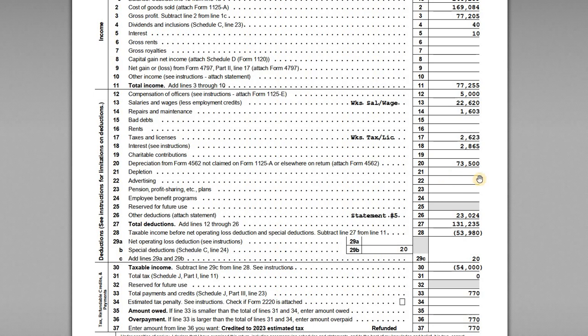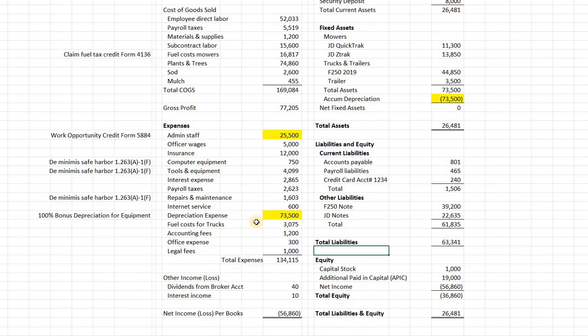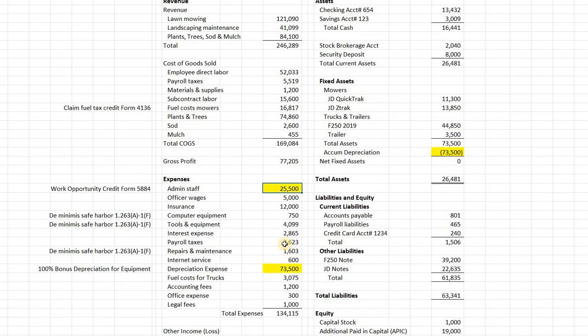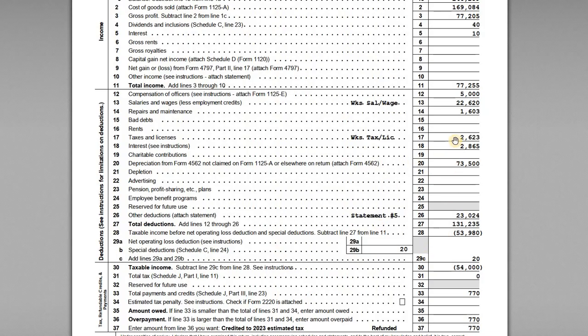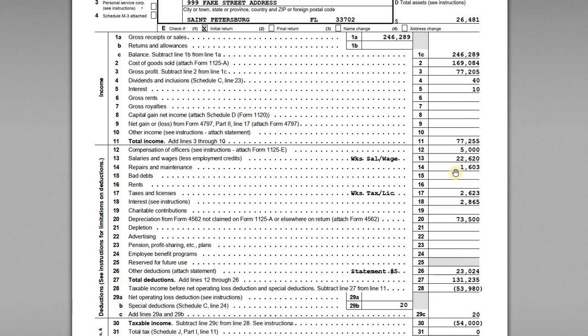Right there on 4562, we can see the bonus depreciation, that amount 73,500, and then all the other deductions are reported on line 26. Now, the salaries and wages amount, notice it's $22,620. If I look at the financial statements here, that number is different, right? So our staff wages were $25,500, yet when we look at the tax return for tax purposes, we're deducting $22,620. So there's a variance there of about $3,000. Why is that? That's because of the work opportunity tax credit.